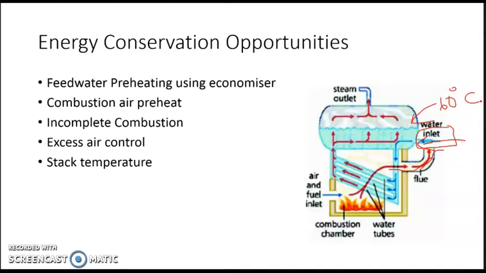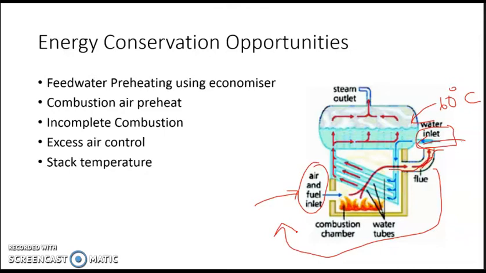Next one is combustion air preheat. So you will be giving air and fuel to the boiler system. This air is at normal temperature, it may be some 35 or 36 degrees centigrade, something like that. And it is also possible to increase the temperature of the air by utilizing the flue gases. So these flue gases can also be used for increasing the temperature of the air which is given to the inlet. So that will also increase the efficiency of the system.